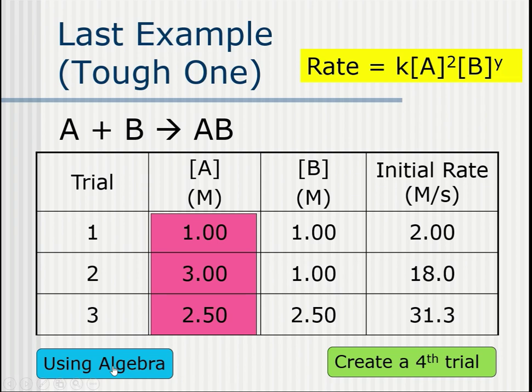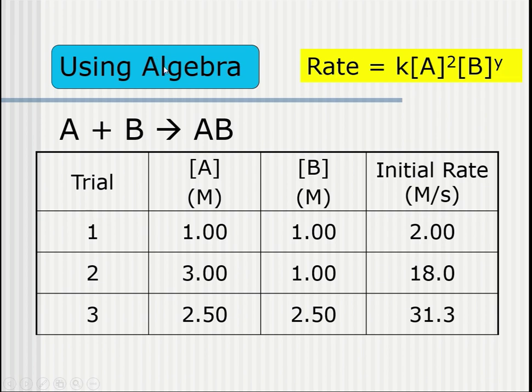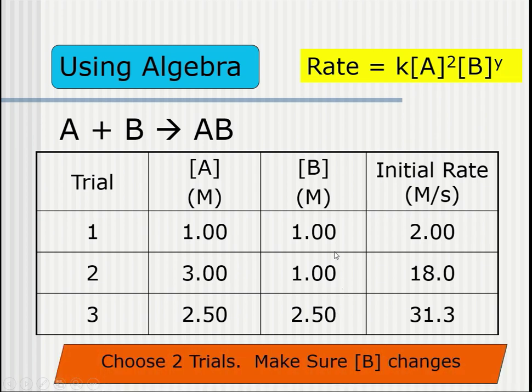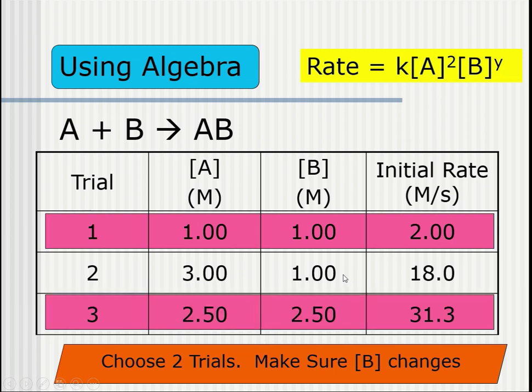Okay, so suppose we want to use algebra. Here's what we need to do. We need to pick 2 trials where B changes. So we could not pick trial 1 and trial 2. We can pick either trial 1 and trial 3 or trial 2 and trial 3. But we have to pick 2 trials where B changes. If you choose 2 trials randomly without thinking at all, and B doesn't change, you cannot determine what the rate law is using the algebra method. So I'm going to pick 1 and 3. Why? I don't know, I just picked 1 and 3.